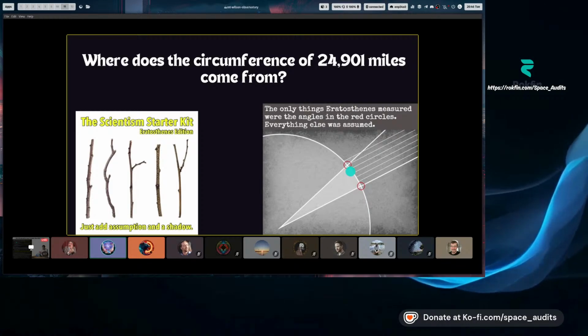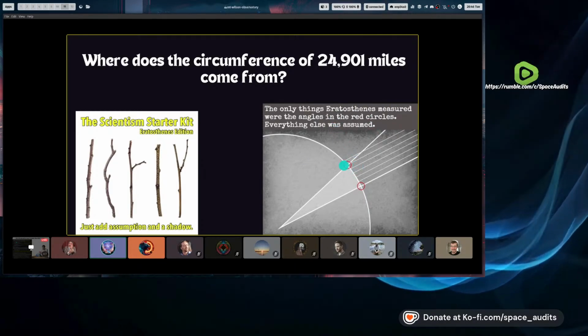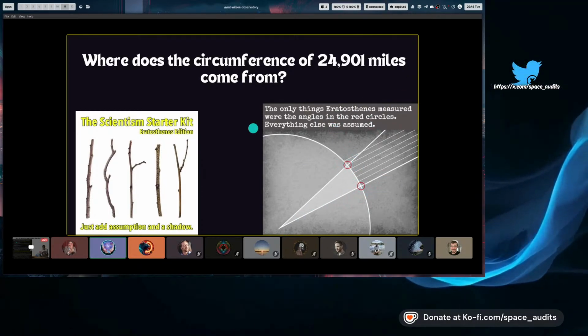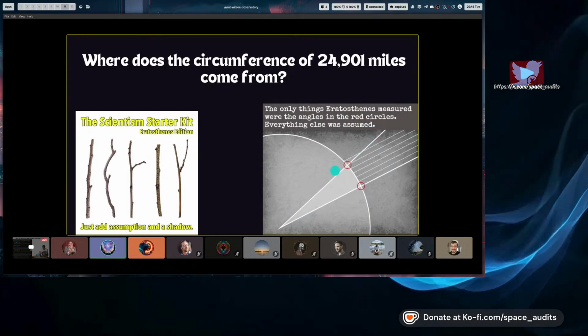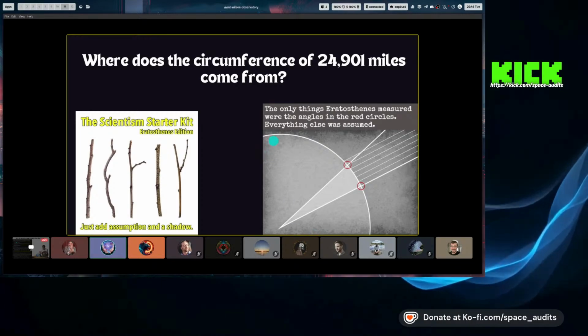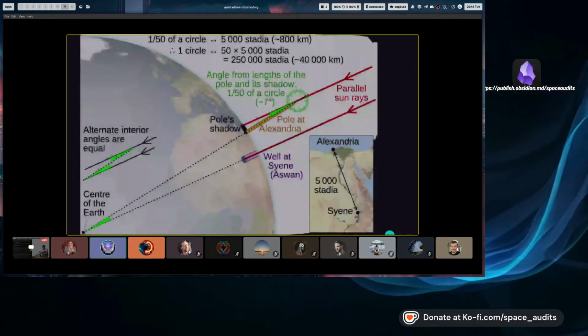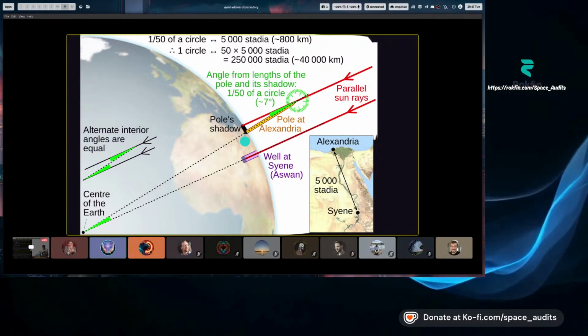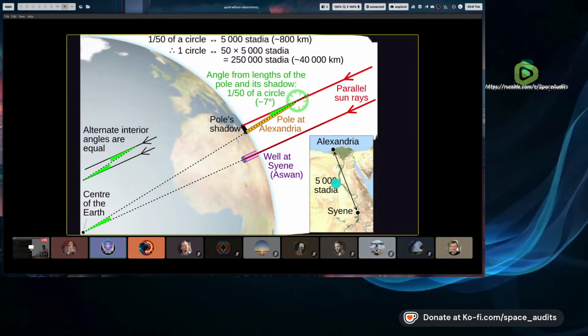Again, can't say it enough, the only thing that they measured in this experiment were these two angles, and everything else was assumed. Everything in gray is assumed, right? So to calculate a circumference of an unknown circle and then say it applies to the ground because of reasons is quite a leap. So here's the Wikipedia representation of it.